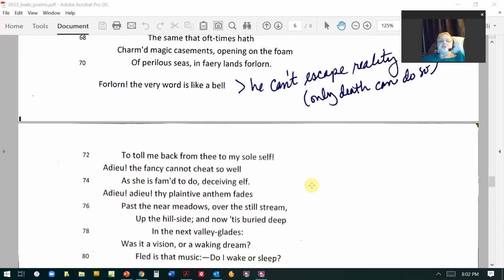Adieu, adieu. Thy plaintive anthem fades past the near meadows, over the still stream, up the hillside, and now 'tis buried deep in the next valley glade.